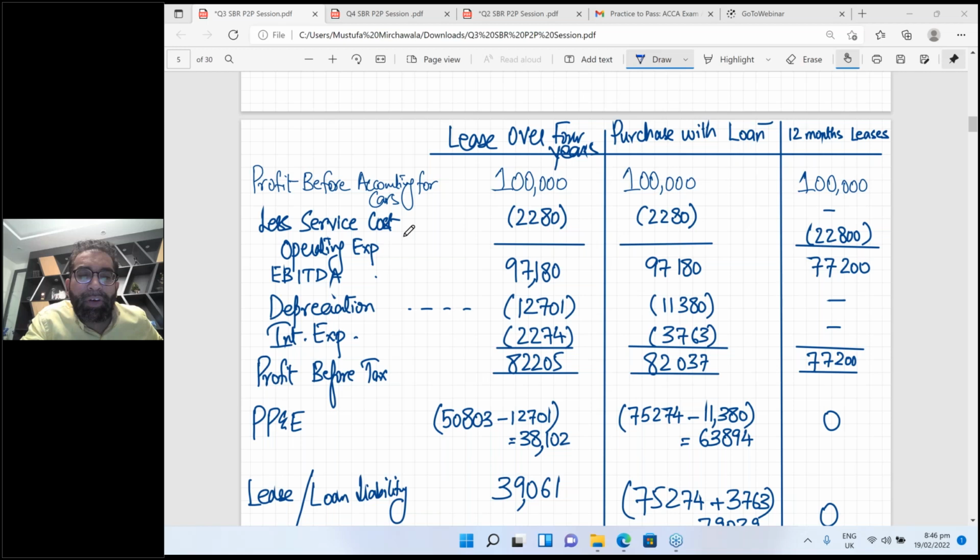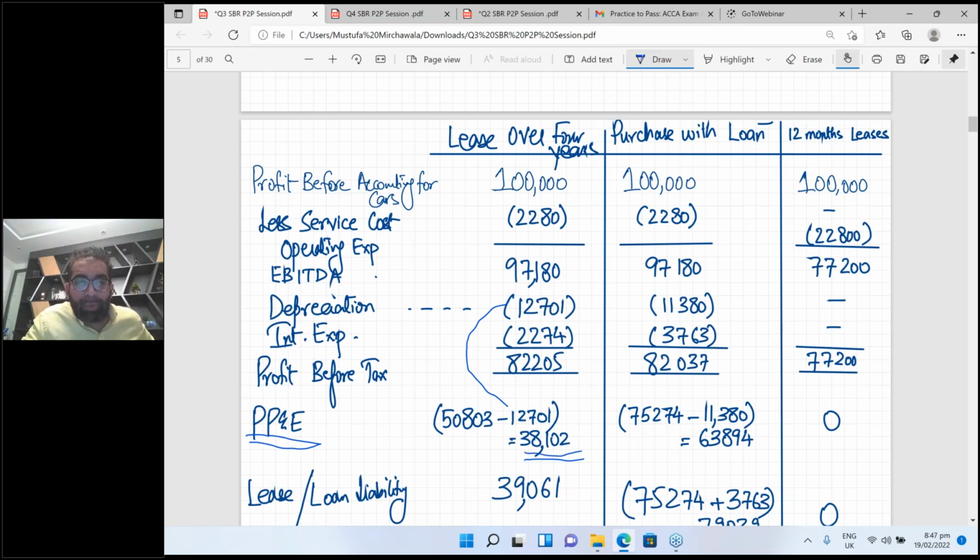Now a little bit of working for the SOFP. This PPE will go in the SOFP. I just told you initially your ROU was 50803, and in the first year you did this much depreciation. So 50803 minus 12701, what will be your year end NBV? It will be 38103. See, my dear student, this is your year end SOFP number.